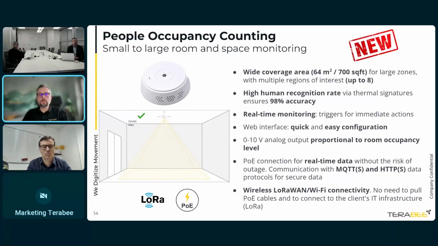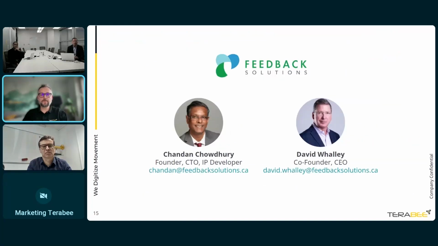Still, this one is using the thermal sensor, but still delivers 98% accuracy. Again, it's fully GDPR compliant because it's a thermal signature of the human body. You cannot see anything. There are no privacy issues at all. It gives you real-time monitoring. We are still using PoE or LoRa, MQTT, HTTPS. So basically, all of the things that are common for all of our people flow or people occupancy counting devices. Next slide.